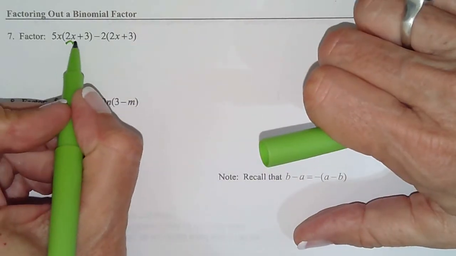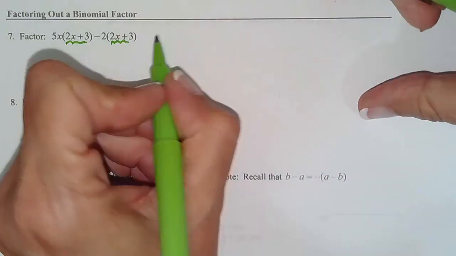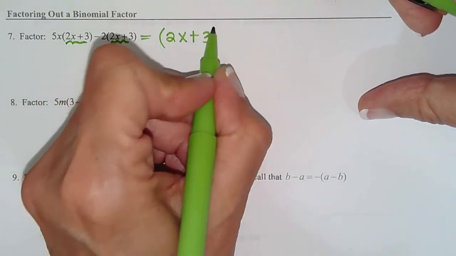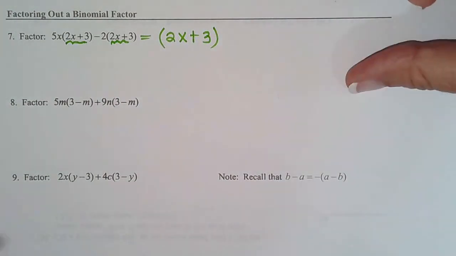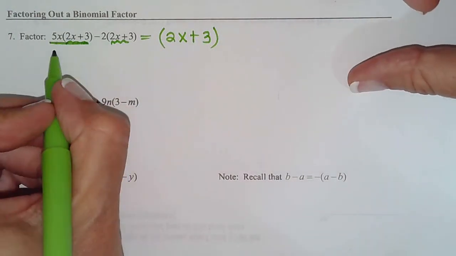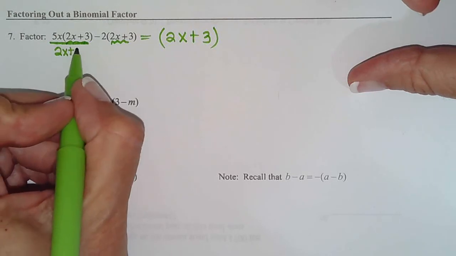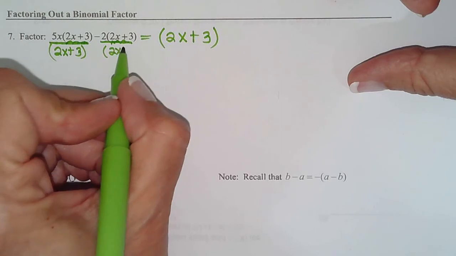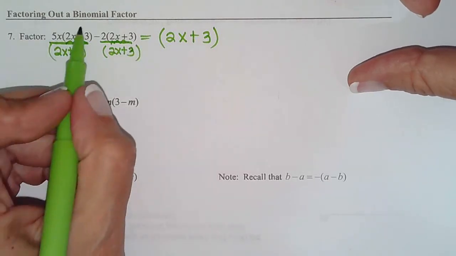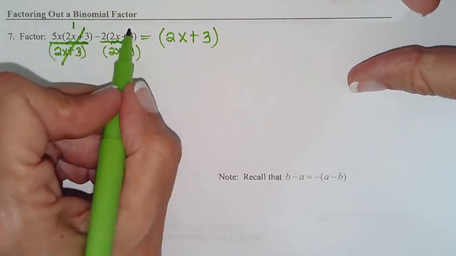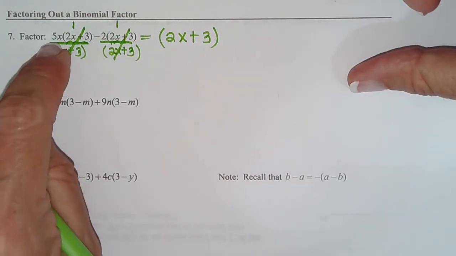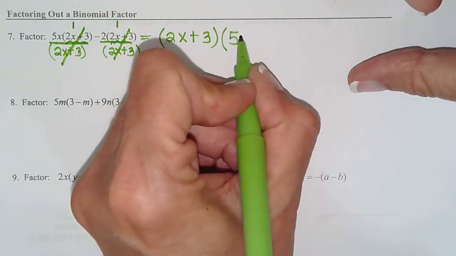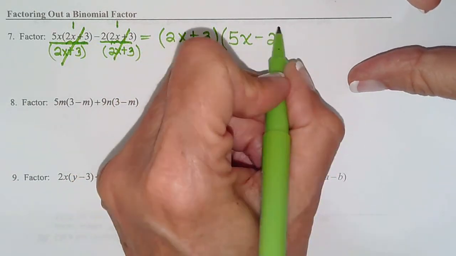So what I can do is take that out as my GCF. And because it is a binomial, it has to stay in parentheses. And if I divide this term by 2x plus 3, and this term by 2x plus 3, I see 1 there, 1 there. What do I have left? 5x minus 2. And again, that's 2 terms, so it does need to be in parentheses.